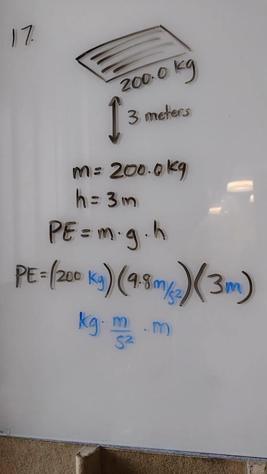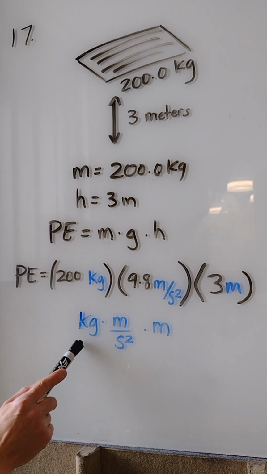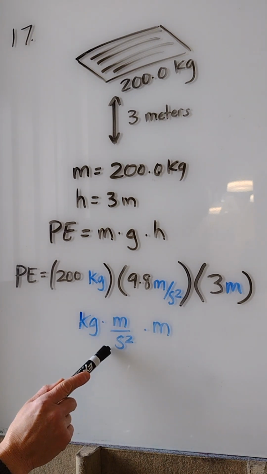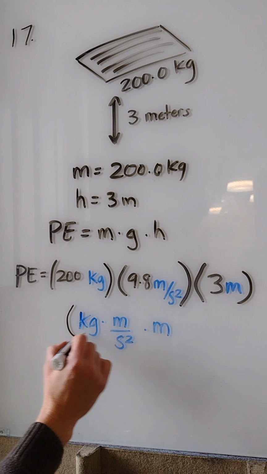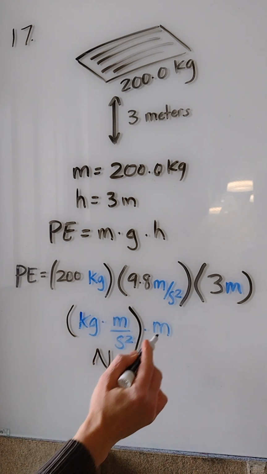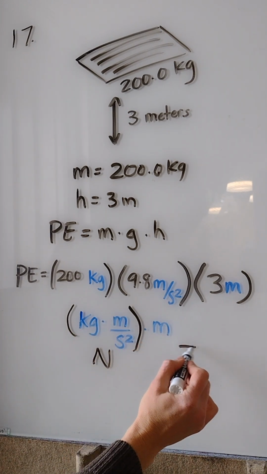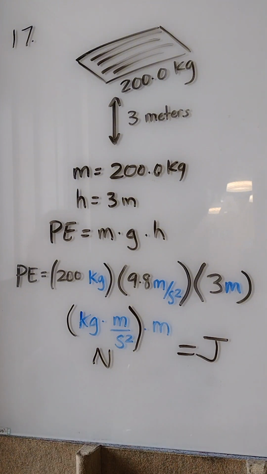And your units go like this. You have kilograms times meters per second squared. This whole thing right here is a Newton times a meter, and a Newton meter is equal to a joule. So your answer is going to be in joules, and the book says 5,880 joules. Just check that with your calculator to make sure that's right. And that is going to be potential energy.